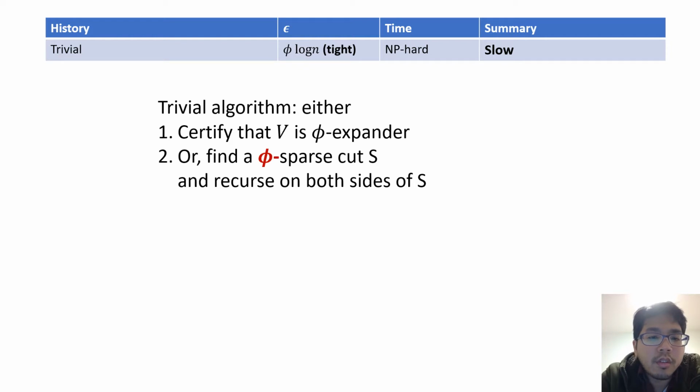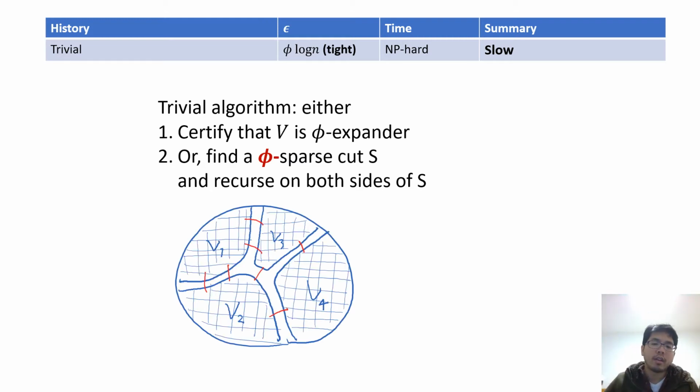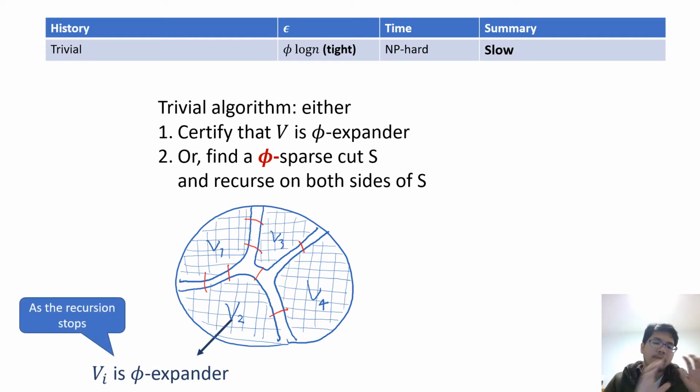We either certify that the whole graph is a phi expander. Otherwise, if it's not, then you find some phi sparse cut S, you cut it, and you recurse on both sides of S. So this recursion, when it stops, will basically induce a partition of the graph.